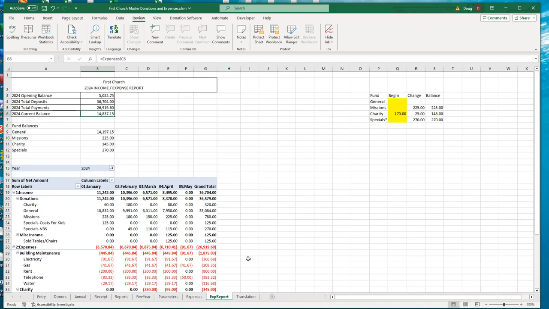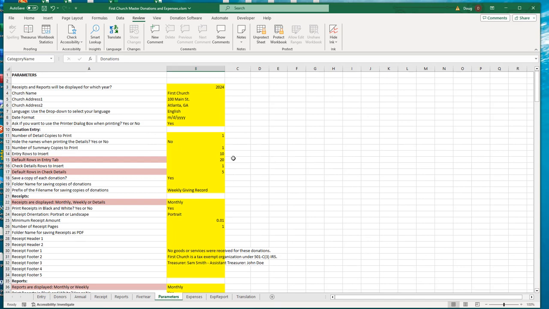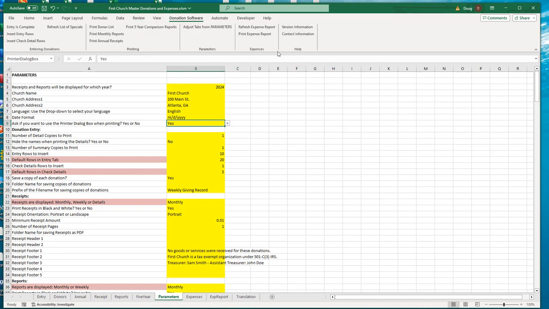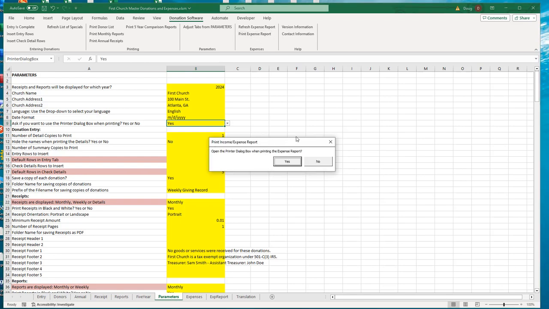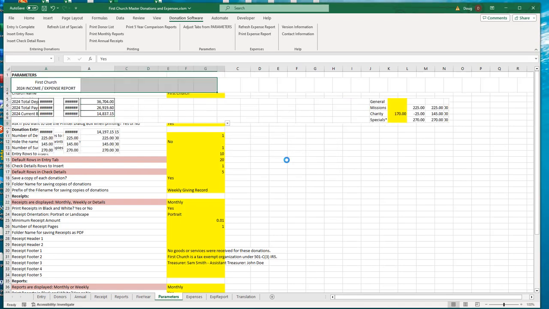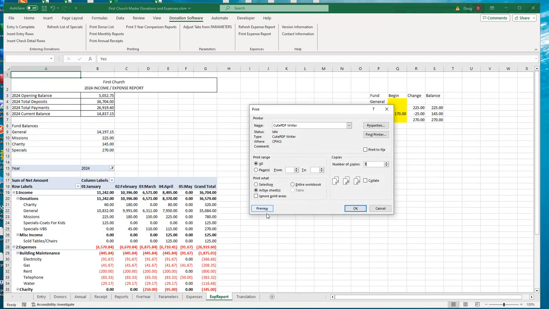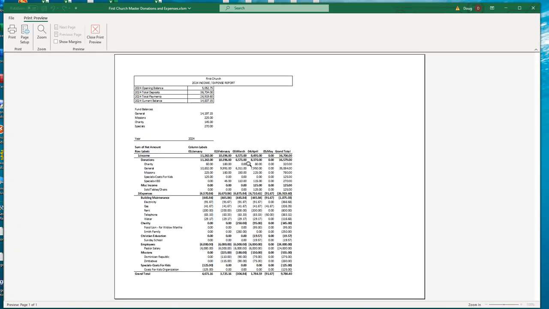All right, and then just to finalize everything, if we look at our parameters, let's go ahead and say yes, please open up the dialog box when I print, and that'll just give me a chance to preview it. I just wanted to show you then, if we go ahead and look at printing the expense report. Do you want to see the dialog box? Yes, I do. So now we can preview the report, and what you'll see is that as part of the income and expense report, we now display our fund balances.